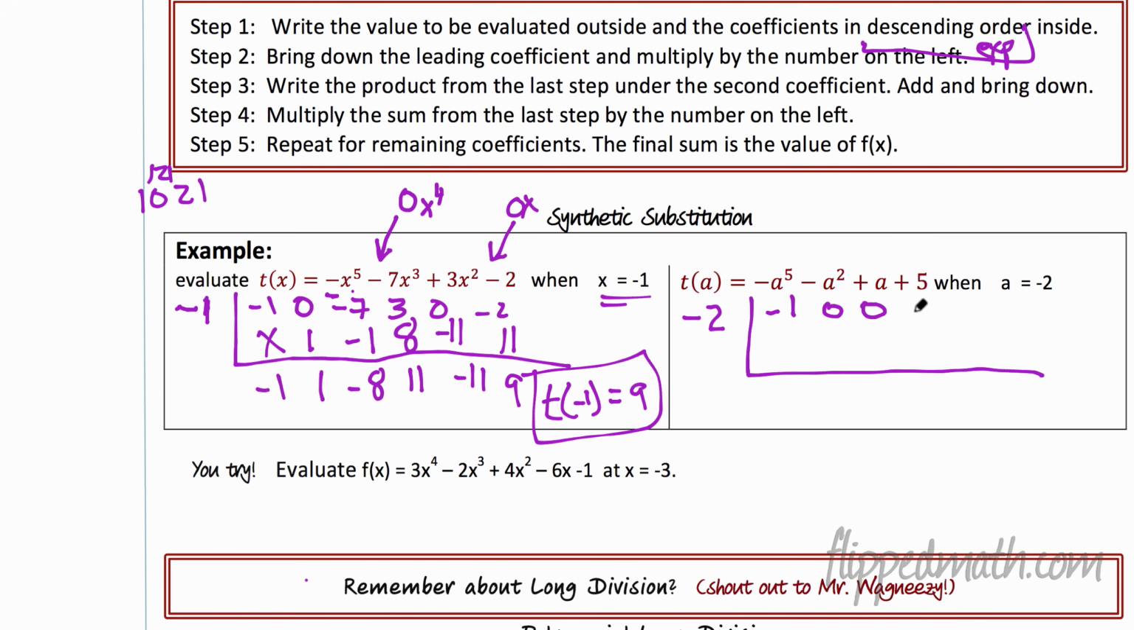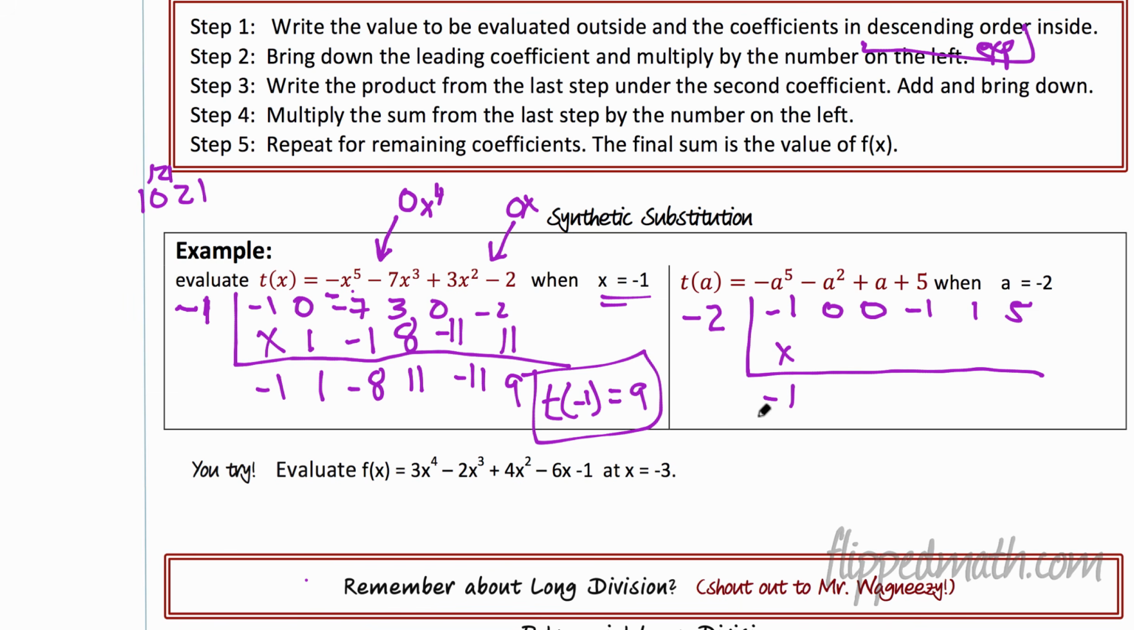We got a lot of 1s in this one. That's not cool by me. I should have put some bigger numbers, but whatevs. So we put -1, a 0 for the fourth, a 0 for the third, a -1 for the second, a +1 for the first, and then a 5 for the constant there. Now remember, the first one we always bring down, so bring down the -1, and then the game is on.